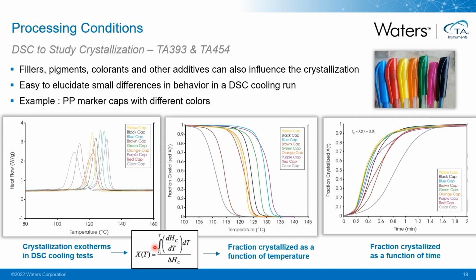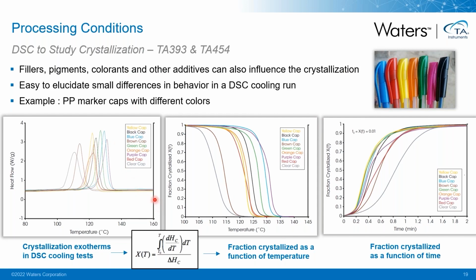Now, apart from the nucleating agents that are added on purpose to materials, there are other additives that will also influence the crystallization, like fillers, pigments, colorants, and you might want to check their influence too, of course. Well, with DSC, it's very easy to elucidate small differences by looking at a cooling run and study the crystallization. Here is an example where we study marker caps made out of polypropylene, and they have different colors, so different colorants are added to those samples.